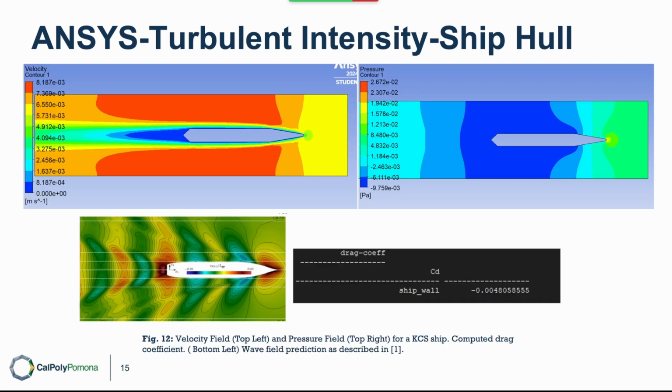For the turbulent intensity, we can see here the velocity and pressure contours. For the computed drag coefficient, I was able to generate a 0.004 drag coefficient in the negative direction. That's negative because of the direction of the fluid flow.